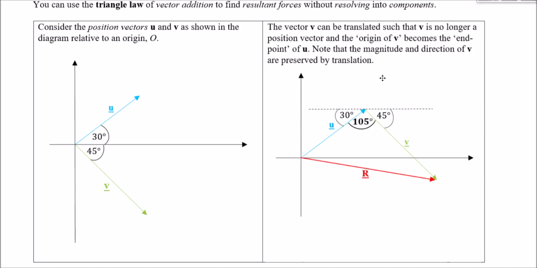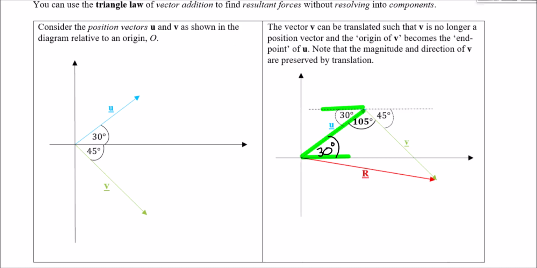Notice as well always that the magnitude and direction of v are preserved by translating it from one point to another. Its direction won't change and its magnitude won't change. We can then work out some extra angles. If we look here, for example, we knew that u acted 30 degrees going upwards, and so if I add in 30 degrees there, we can return to GCSE for a second and remember alternate angles. Alternate angles are equal, that's why this one's 30.